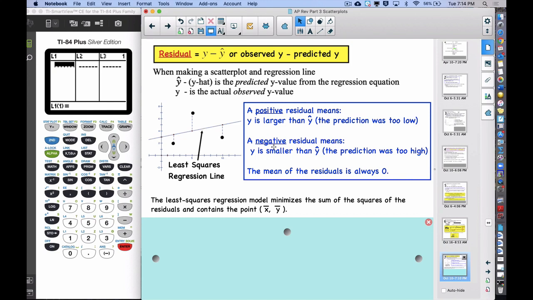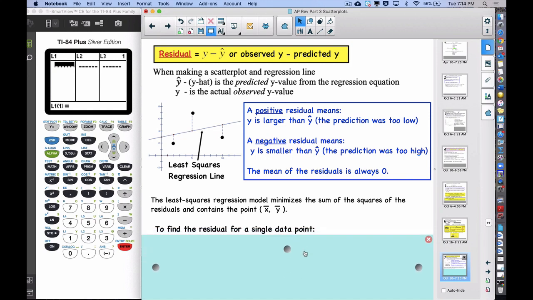One other fact that they explicitly mention, so I want to make sure I tell you, is that the least squares regression model, the type of line we use, always passes through the point x bar comma y bar, for any set of scatter plot data.